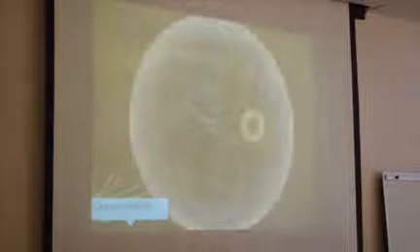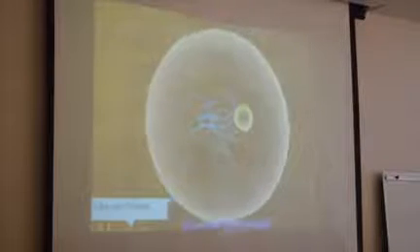Before a dividing cell enters mitosis, it undergoes a period of growth and rest. This period is called interphase. In interphase, the genetic material of a cell increases.